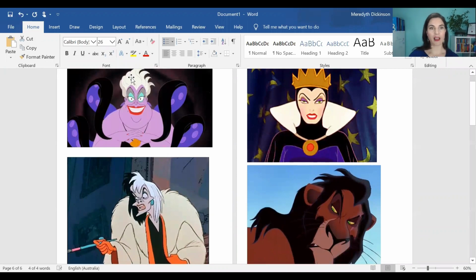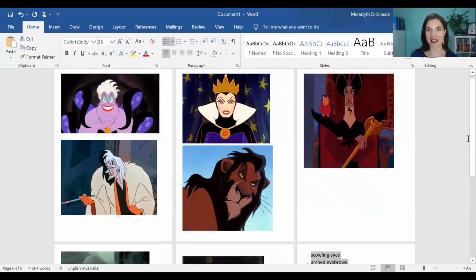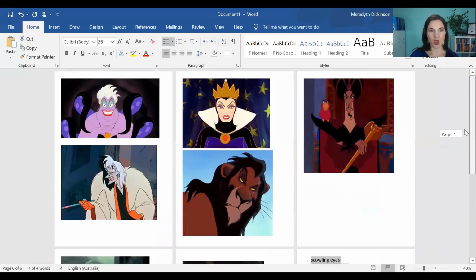Now, Ursula is a little bit of an exception to this rule, but these characters, they're all very gaunt, they're very skinny. So do you see how she's sort of very skinny, she's got those, the cheeks sort of stick out. Same here with Jafar, Scar's the same. So they're very gaunt and skinny, like they're malnourished. So let's put that down as well.